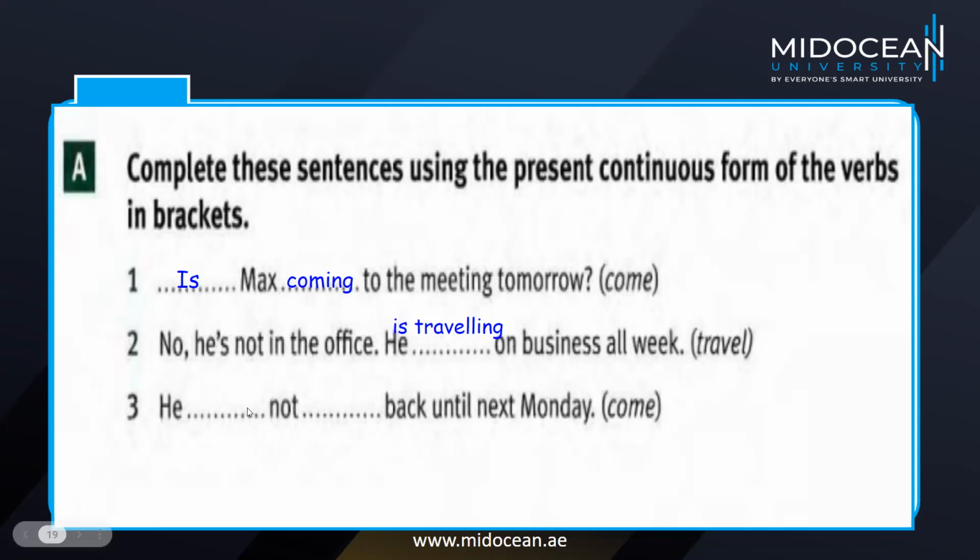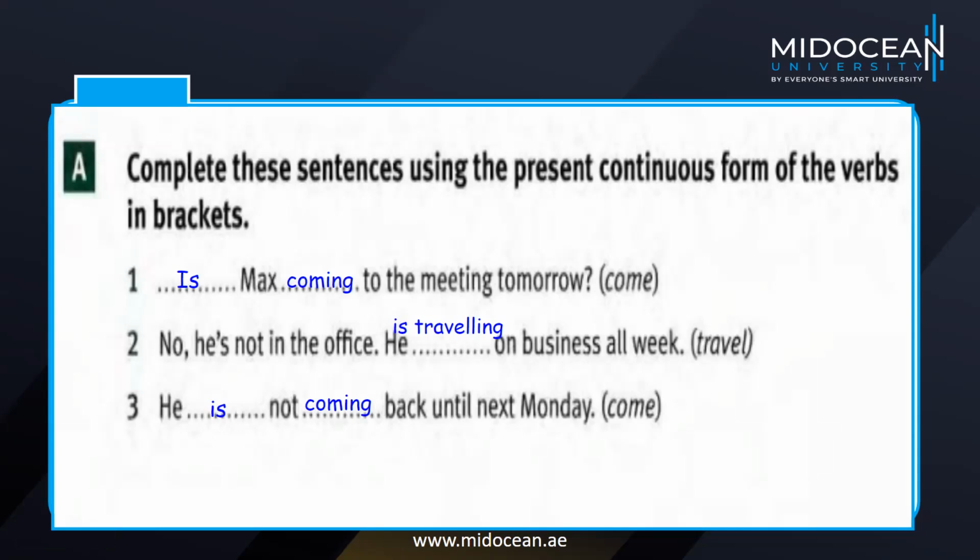Number 3. He not back until next Monday. And we use come. This is a negative, with not. So I say isn't, and I use come with ing, so he isn't coming. He isn't coming back until tomorrow. Okay, so I'm using the present continuous to express something that will happen in the future. Okay, guys.